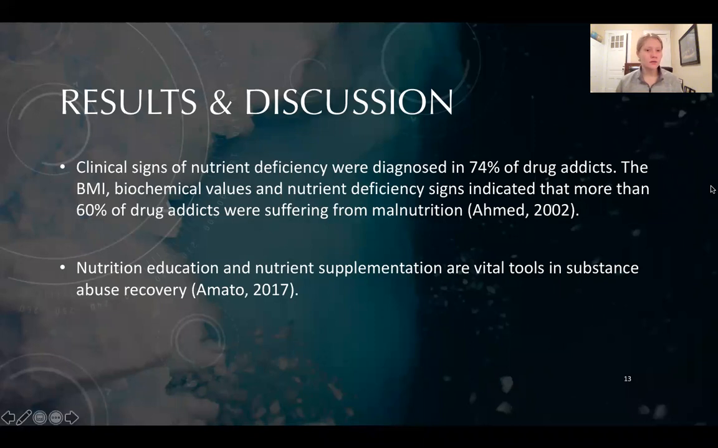Okay, so let's discuss my results. What I found was that clinical signs of nutrient deficiency were diagnosed in 74% of drug addicts. The BMI, biochemical values, and nutrient deficiency signs indicated that more than 60% of drug addicts were suffering from malnutrition. So we're about at three quarters diagnosed with nutrient deficiency. That is very significant. And then 60% with malnutrition. This is something that we should be focusing on.